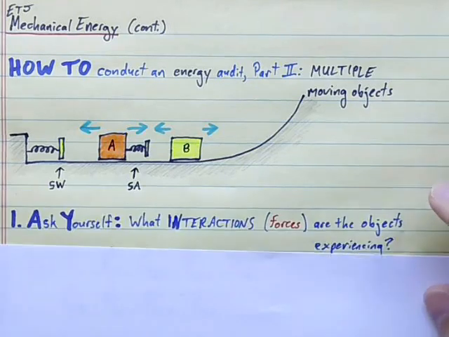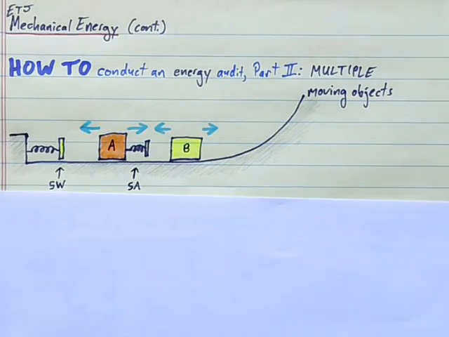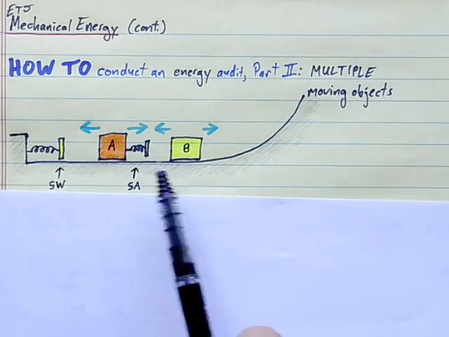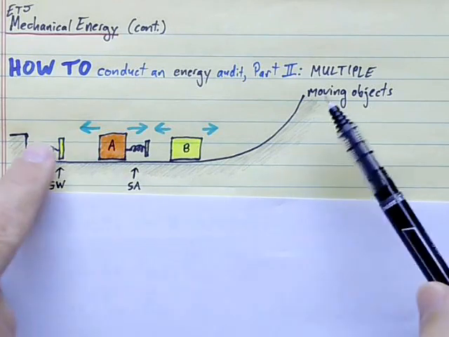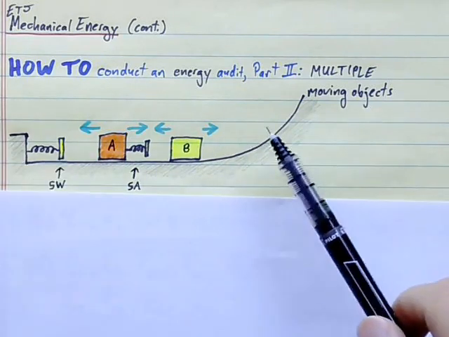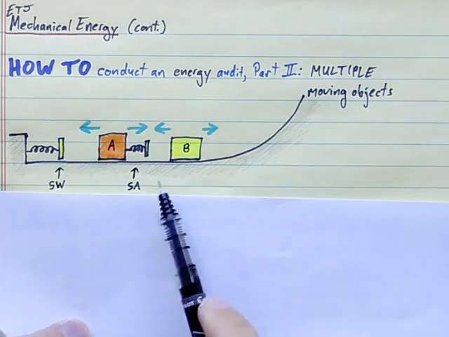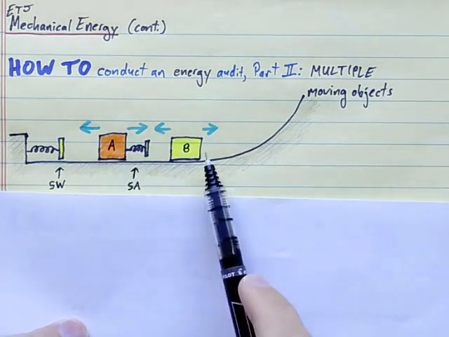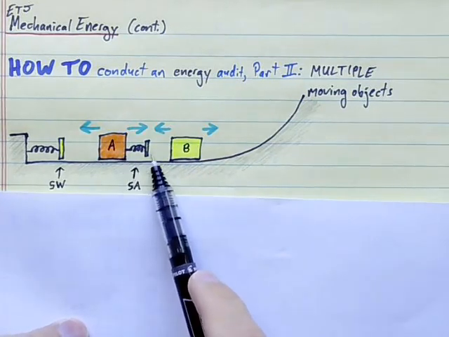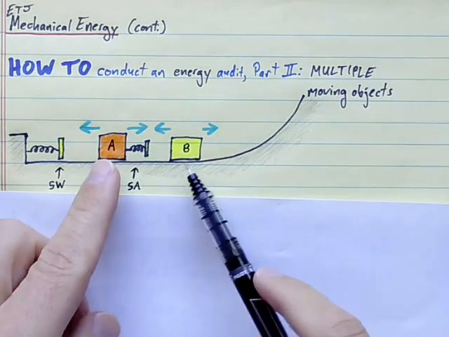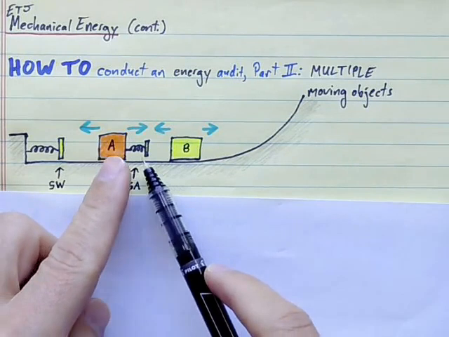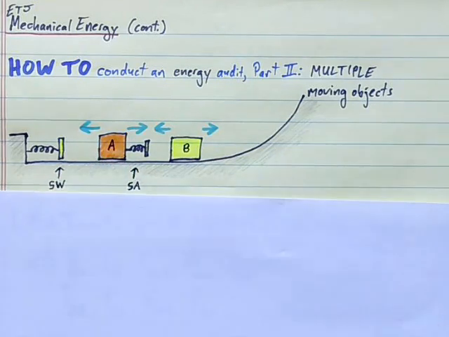So here's our scenario. This time we've got two blocks to slide around, A and B, both capable of going up and down the ramp and compressing the spring over here. But between A and B, there is this additional spring, a second spring. So when A and B collide, it will be in an elastic, spring-like, bouncy manner.